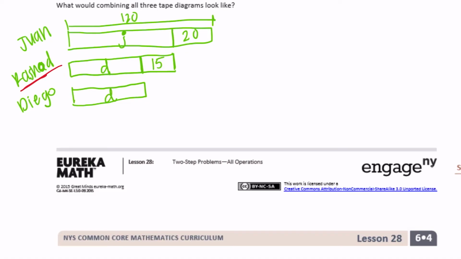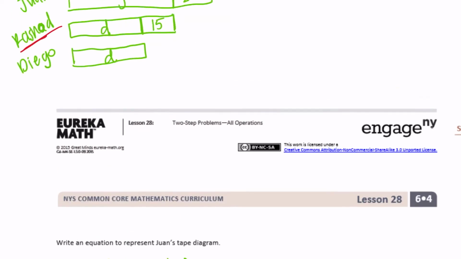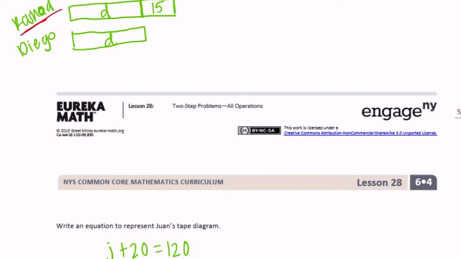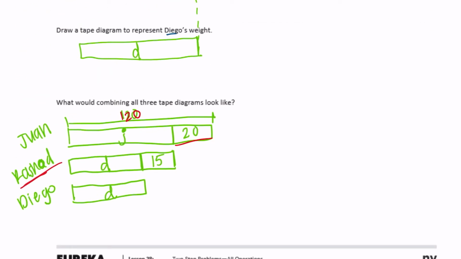would be, so he's Diego plus 15, but that's not really an equation. So we know we have Diego plus 15, but it needs to equal something. And the only whole we have is 120. So I can add on and use this whole thing. Diego plus 15 plus the 20 is going to be 120. So see where I got that from? The Diego plus 15 plus 20 is 120.